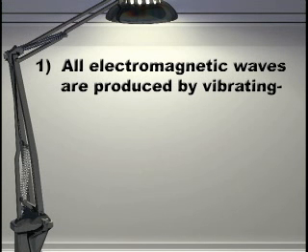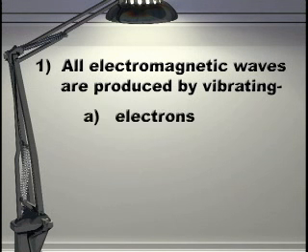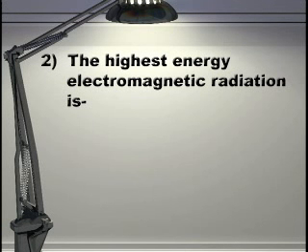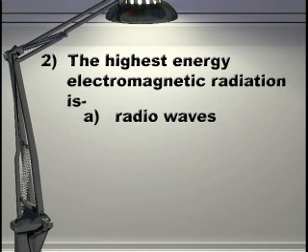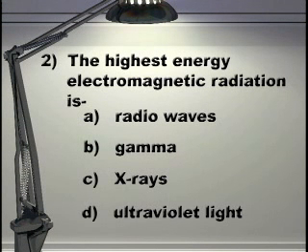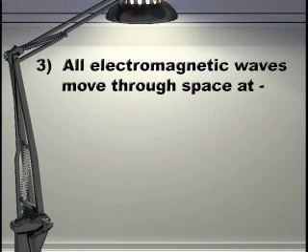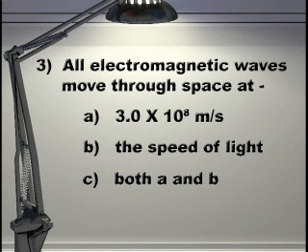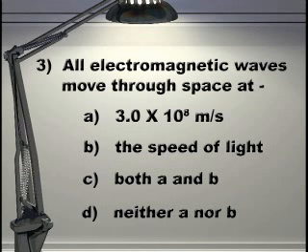Question number 1 is, all electromagnetic waves are produced by vibrating A, electrons, B, protons, C, neutrons, D, charged particles. Question number 2 is, the highest energy electromagnetic radiation is A, radio waves, B, gamma rays, C, X-rays, D, ultraviolet light. Question number 3 is, all electromagnetic waves move through space at A, 3.0 times 10 to the 8th meters per second, B, the speed of light, C, both A and B, D, neither A nor B.